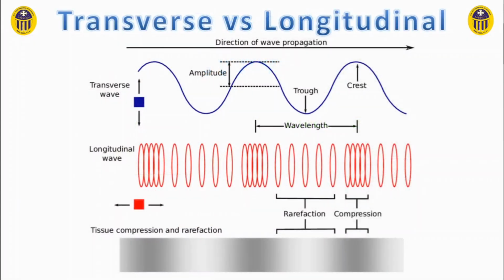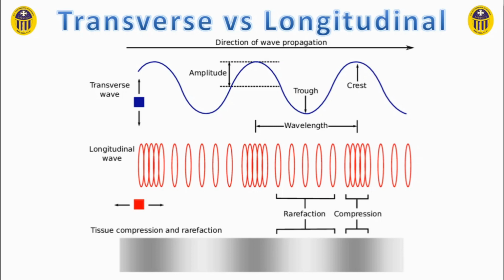Let's compare transverse and longitudinal. In a transverse wave, when the wave is going forward, its particles are moving perpendicular to it, in other words, up and down. With a longitudinal wave, when the wave is moving forward, its particles are moving back and forth, in other words, parallel to the wave.